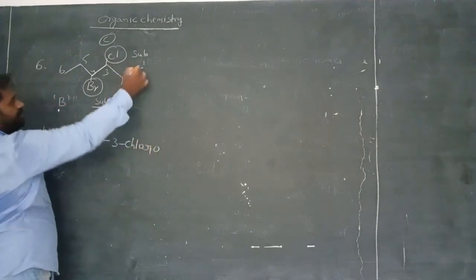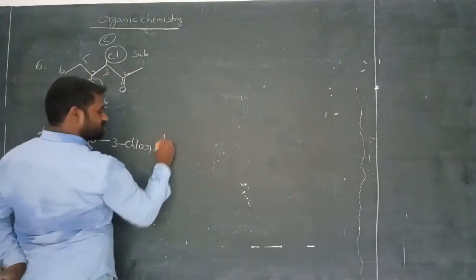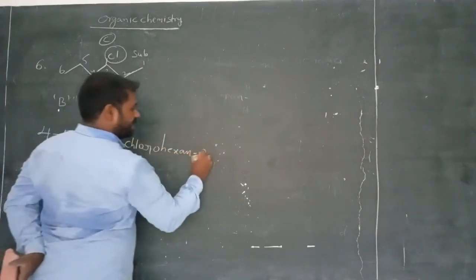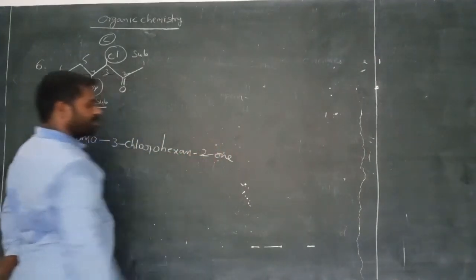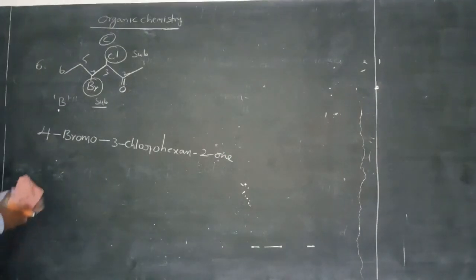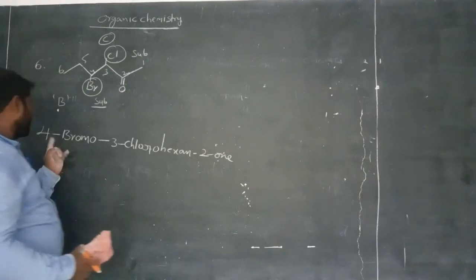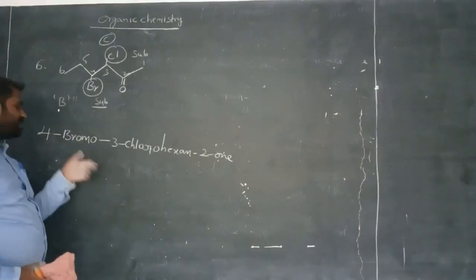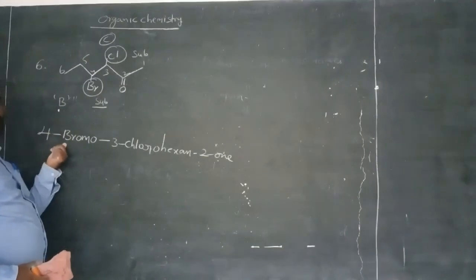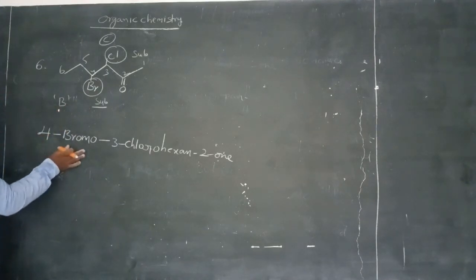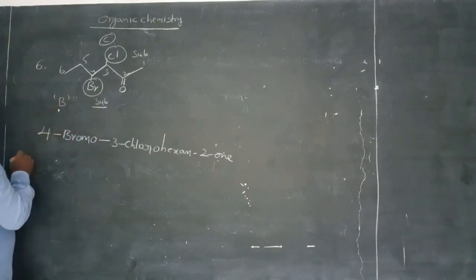3 chloro. The main chain consists of 6 carbons, so the root word is hexane 2-one. Clear? Clear, students? 4 bromo, 3 chloro, hexane 2-one. Why? Bromine first, even though both are substituents, according to alphabetical order. In bromine, the first letter is B. Okay? So give preference to bromine, then after that chlorine. And write this one.